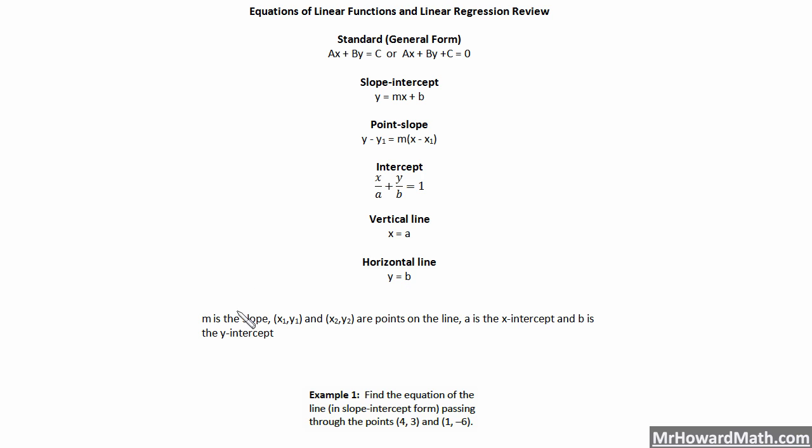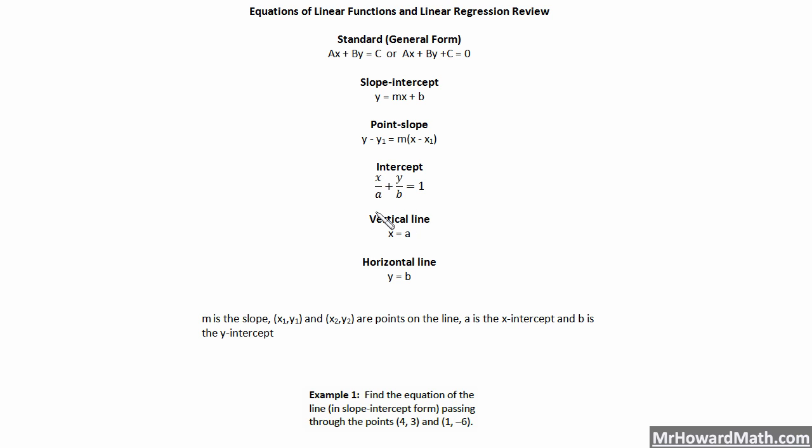On all of these forms, m is the slope, x1 comma y1, and x2 comma y2 are points on the line. A is the x-intercept and b is the y-intercept. So this is a very valuable form of a line because it gives you the slope and the y-intercept clearly in the equation. Next, point slope, y minus y1 equals m, the slope times the quantity x minus x1, again where y and x would be variables and your y1 and x1 would be the x and y coordinates of a point on that line, and your m is the slope.